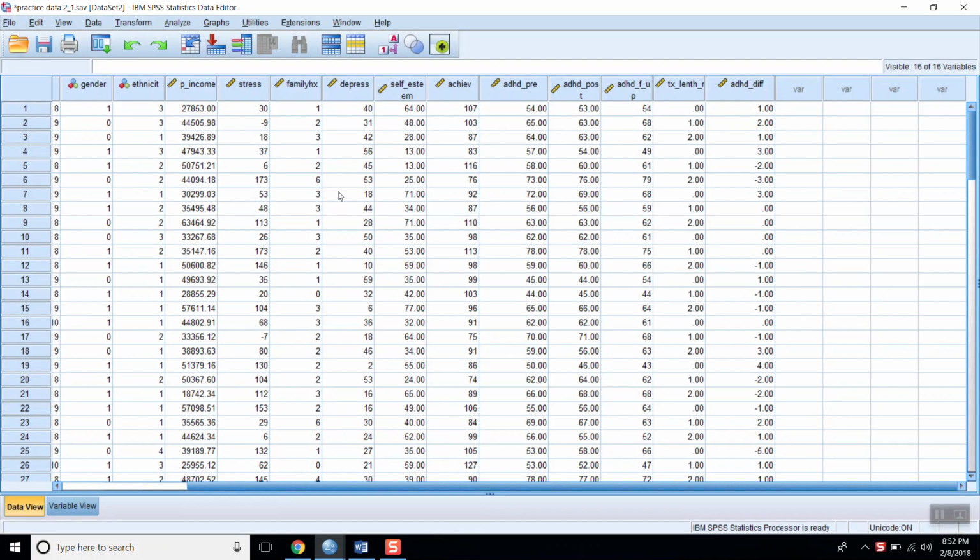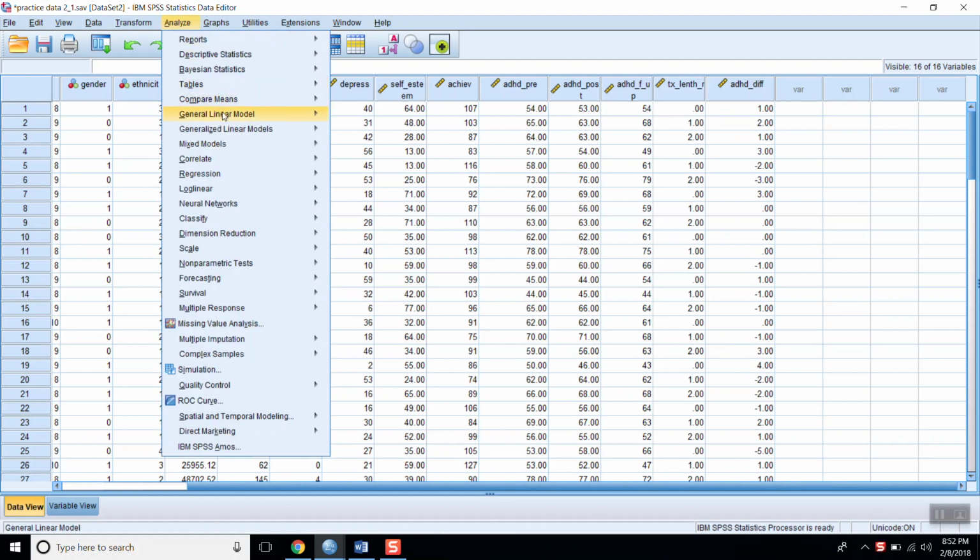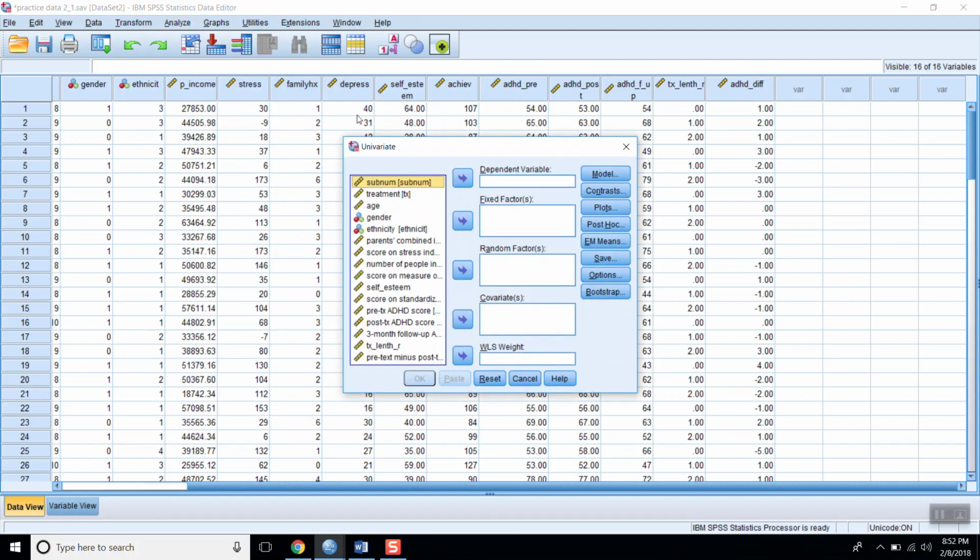Okay, so how do we do that? Good, analyze, general linear model, univariate. What's our dependent variable? Difference score, which should be the last thing in your data set. And I went back and labeled mine, so that's why there was some confusion a minute ago. The label shows up, but if you hover over the label, it gives you the name, the shorter name of the variable. So ADHD diff comes up.